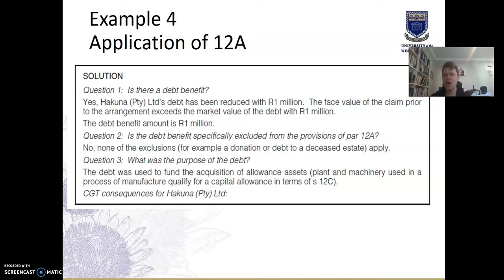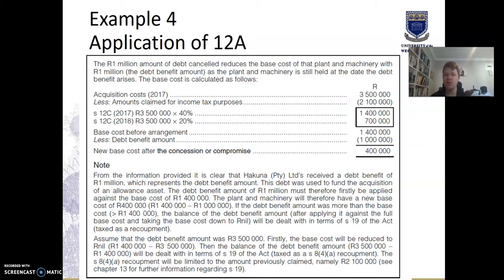Third question, ask why you took out this debt. Was it used to fund a capital asset? And if it was, and you meet those things, then you go into the next step. What we have here is to say, well, here's what we bought the asset for, 3.5 mil. Here's the allowances that we've previously claimed. So that gives us our remaining base cost when the debt benefit happened. The debt benefit was a mil. So all this does is it resets our base cost. Okay. It makes the base cost lower.